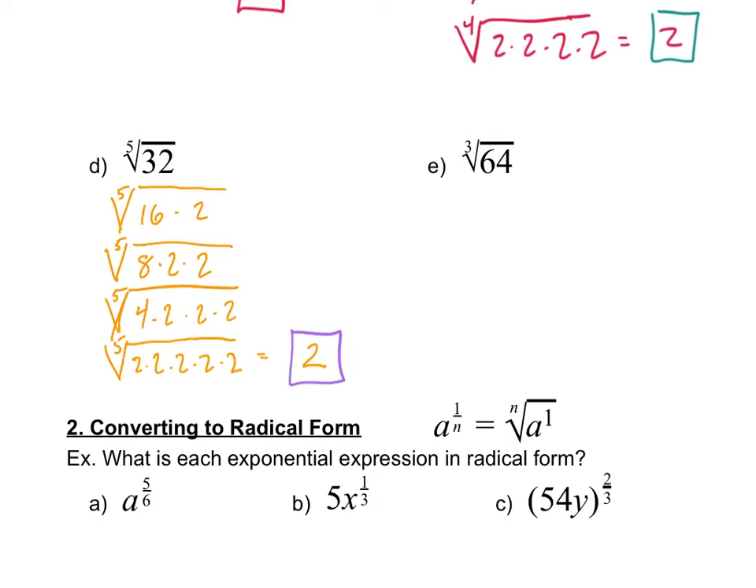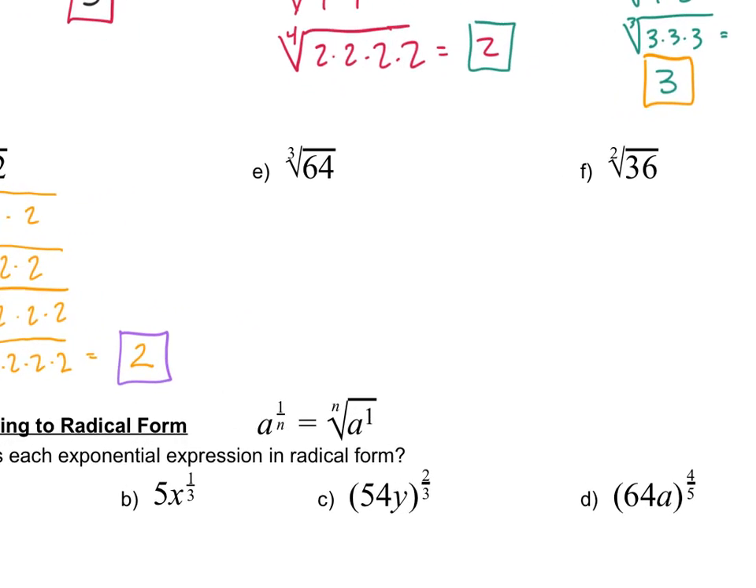Continuing on with the cube root of 64. So we're looking for some number multiplied times itself 3 times that will give me 64. And, well, depending on how you do this, I could say 4 times 4 times 4 is going to give me 64, and that would be then the cube root of 64 is 4.